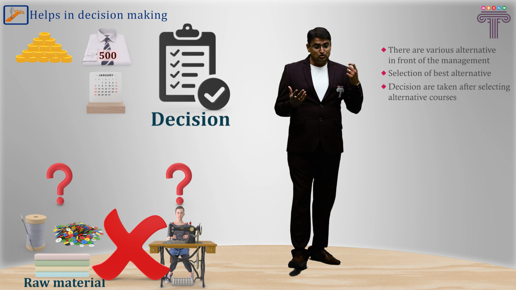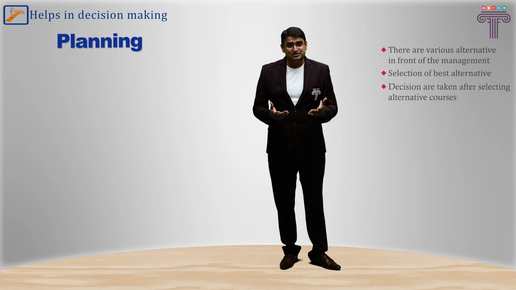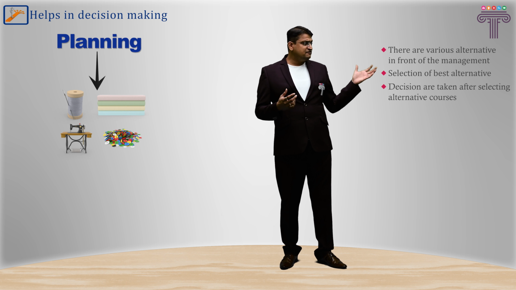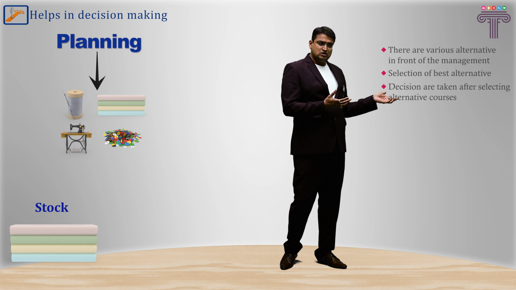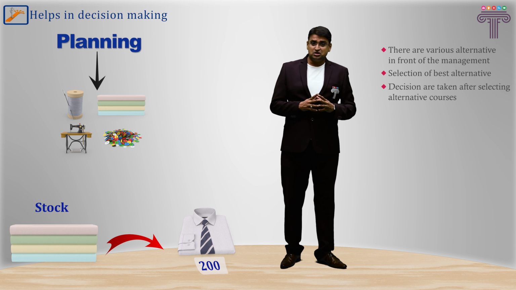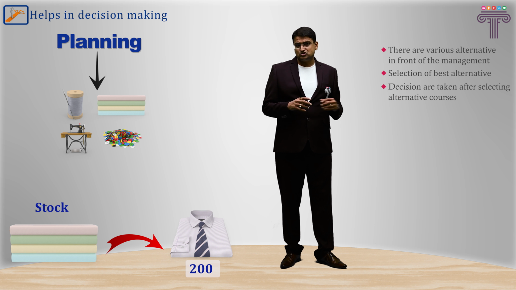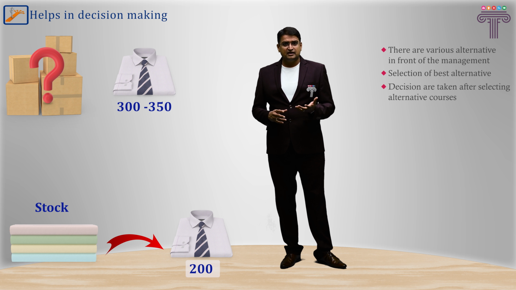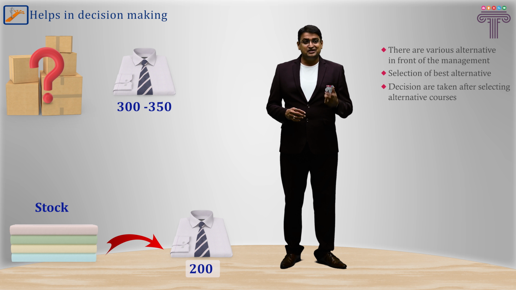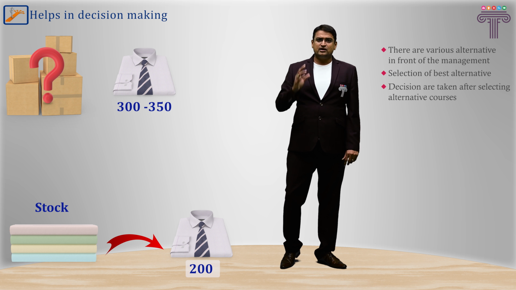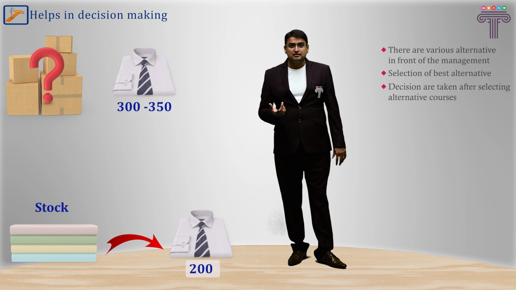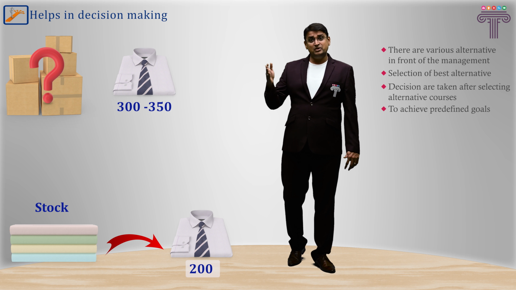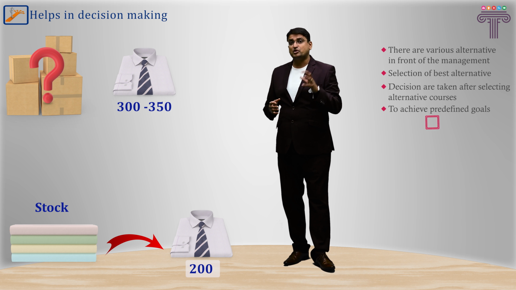No. First, I look into the planning of it. See, planning helps me identify available resources. So I understood that I have a substantial stock of cloth which will be useful in making at least 200 shirts. So I'm ready with 200 shirts with available resources. So should I order only 300 or 350 as a buffer? Correct. So now suddenly, instead of just randomly ordering 500, I'm ordering only 350. So rational and sensible decision making is helped with proper planning.